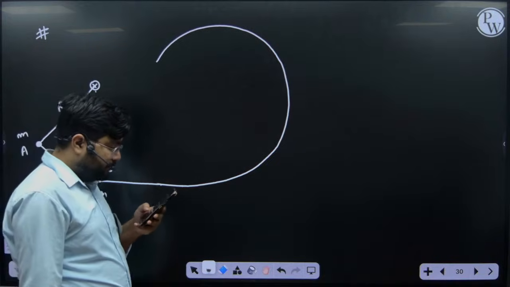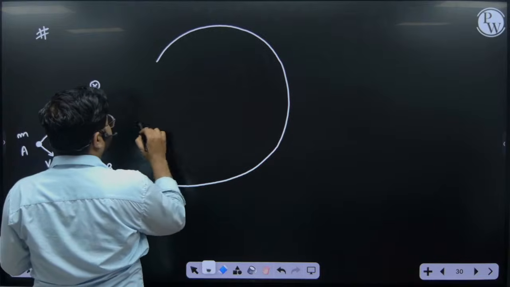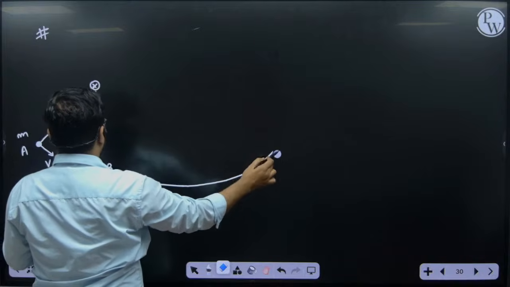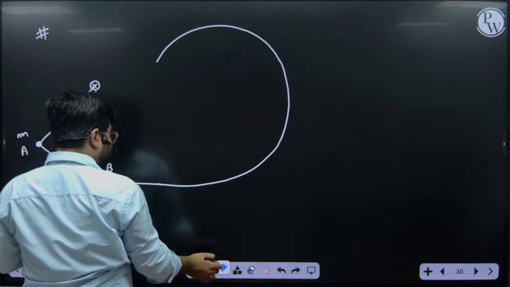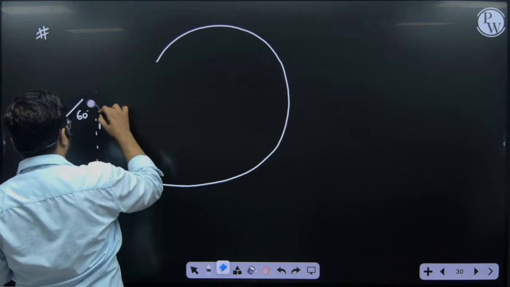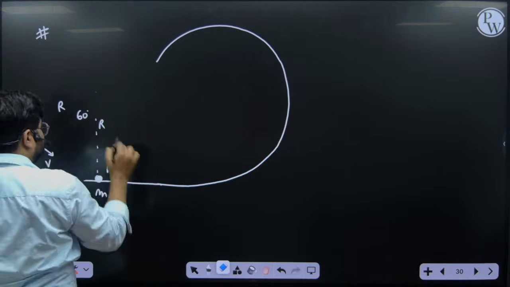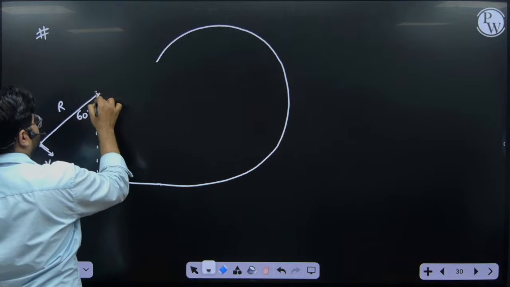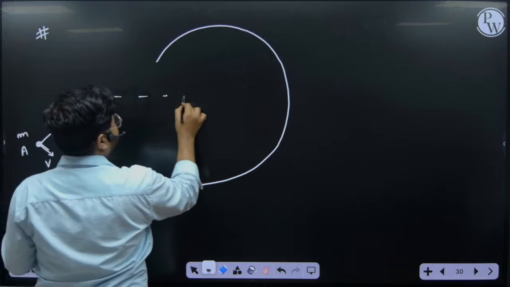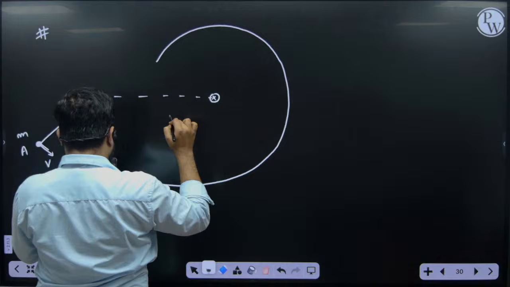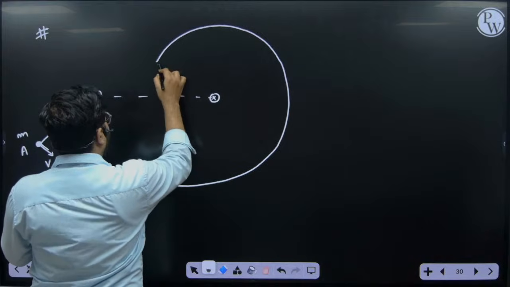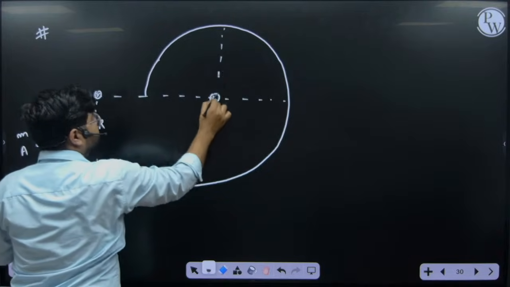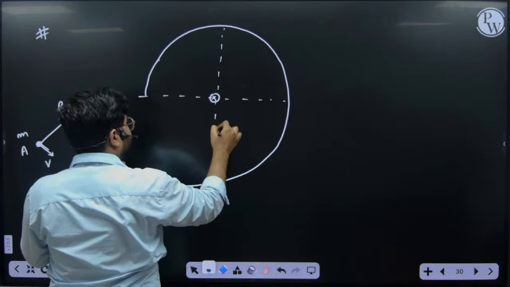And by the way, this radius is also R. Let me draw the diagram a little more cleaner, or maybe I can just redraw this a little bit. So this is also the radius of this. This is also the radius of this curve. So this is R.